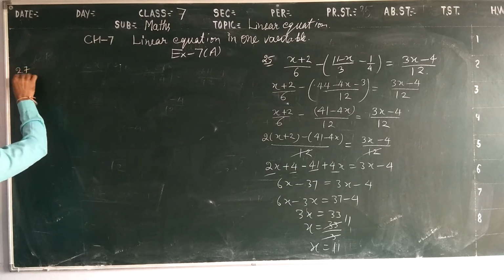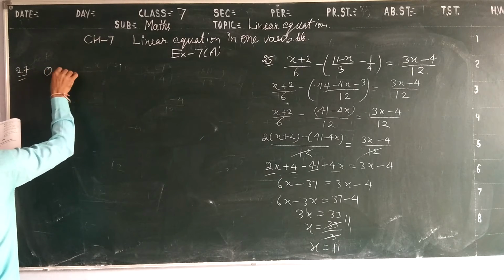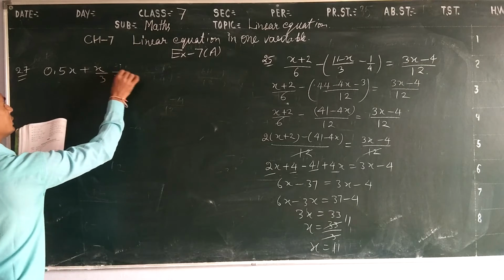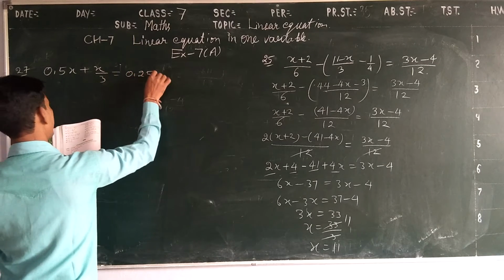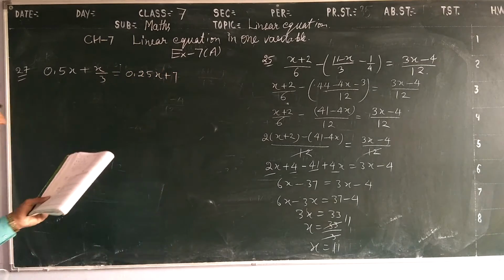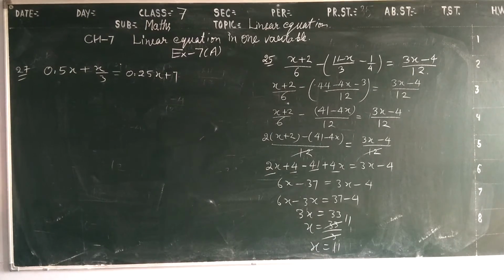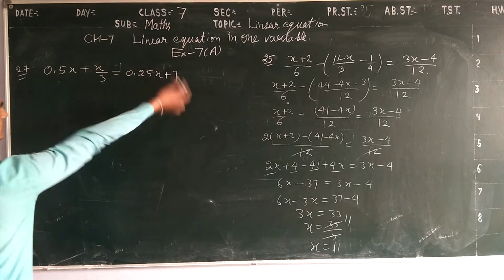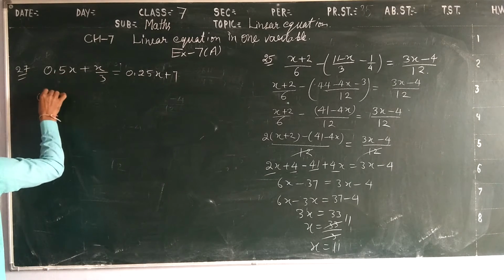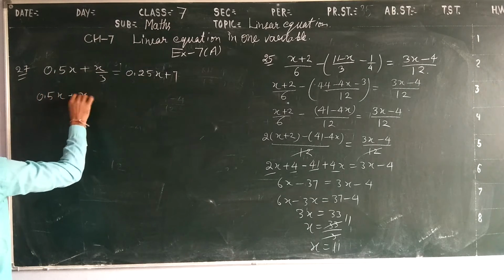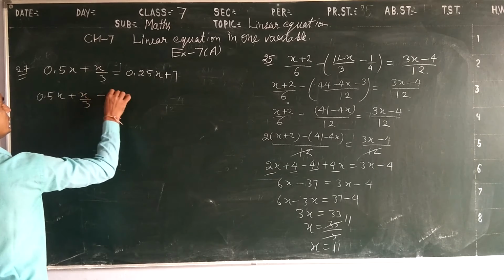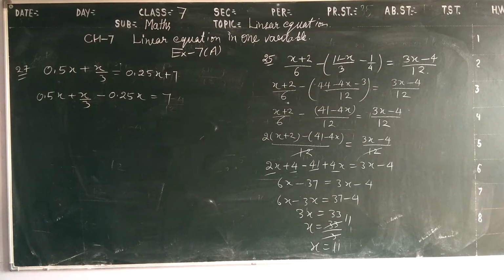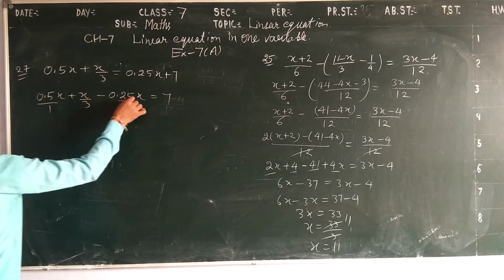Question number 27 is 0.5x plus x upon 3 equals to 0.25x plus 7. So arrange the like terms, meaning the terms with x on one side, and the terms without x on the right side. So 0.5x plus x upon 3 minus 0.25x equals to 7.